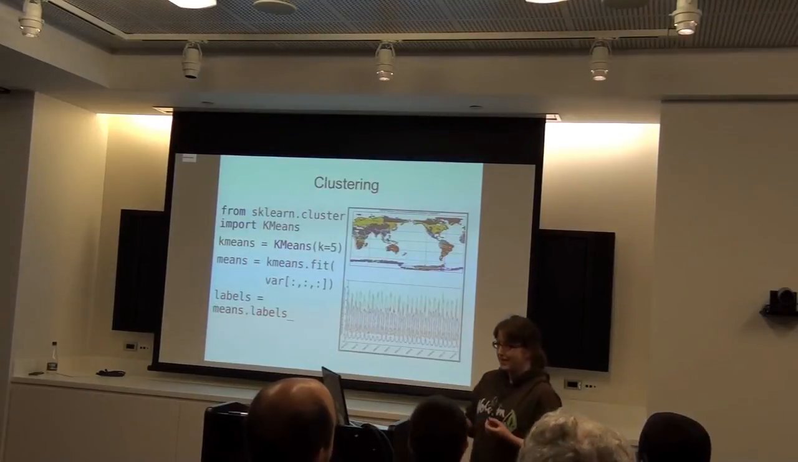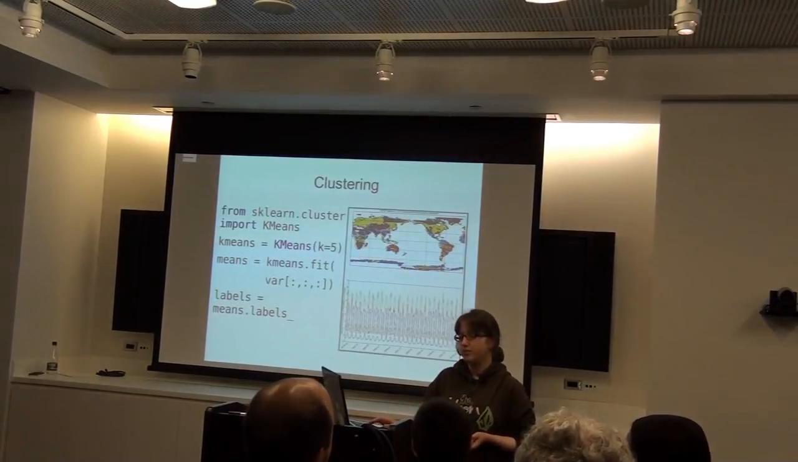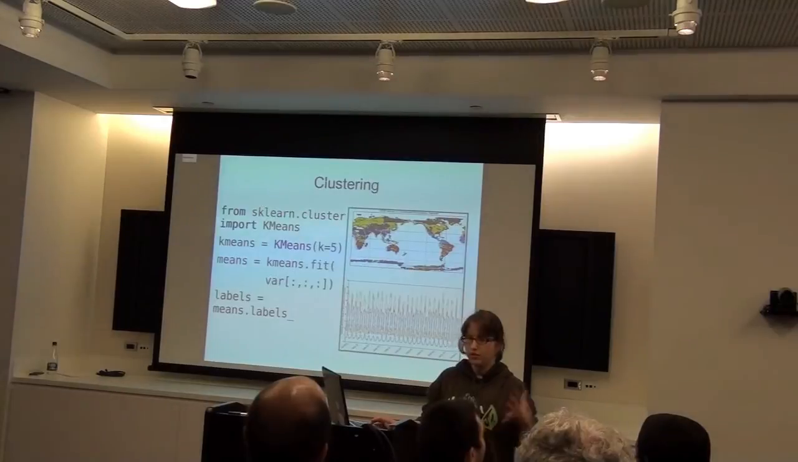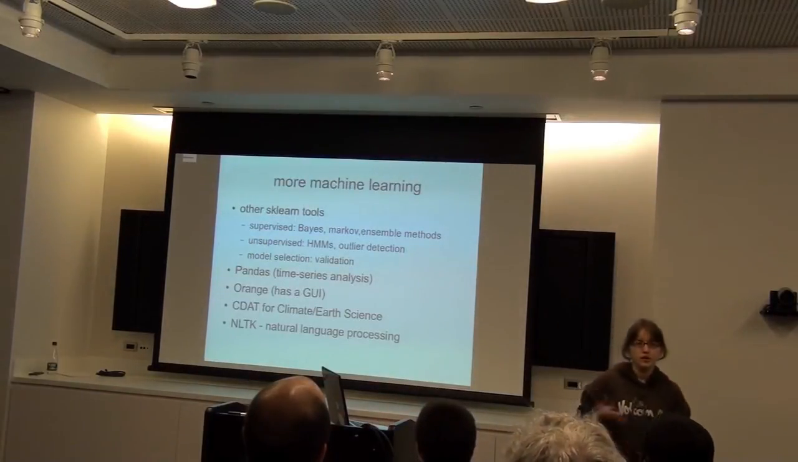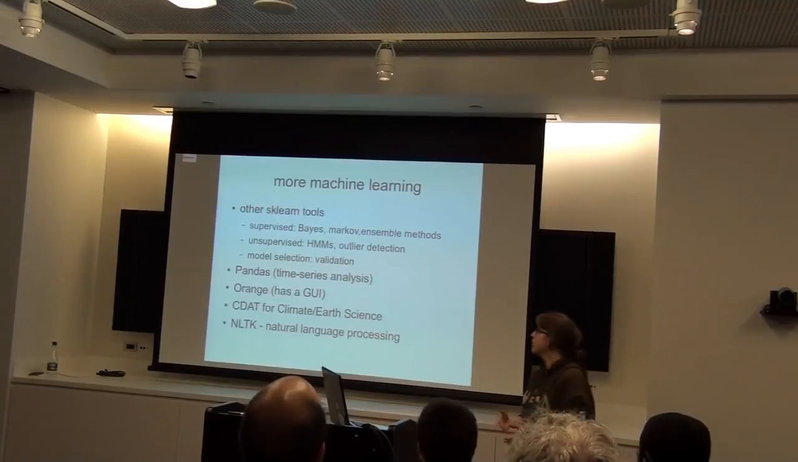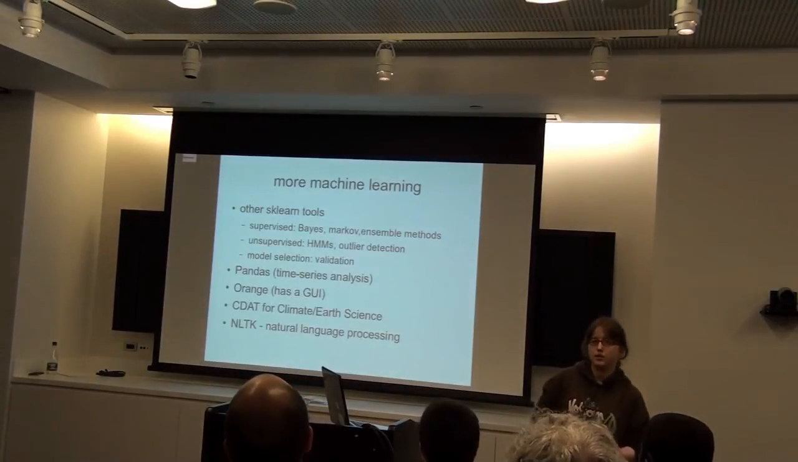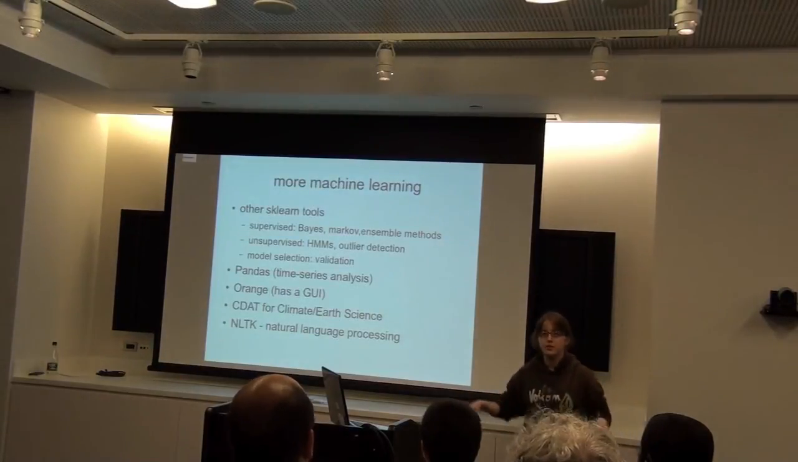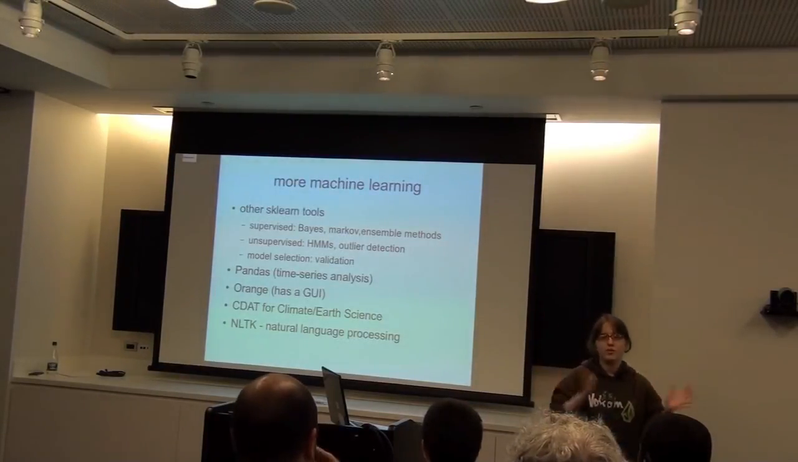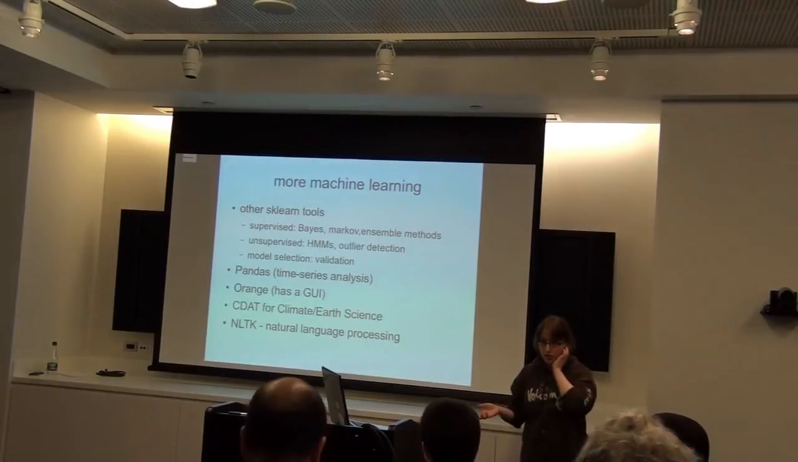So these are kind of our standard tools. The other thing we can play with is, we talked about PCA and clustering, and now we can have more machine learning. SKLearn also has Bayes, hidden Markov models, unsupervised methods, and model selection. If you can think of it, it's probably there. If they don't have it, and you're dealing with a time series, use Pandas. Pandas is all for Python. That's kind of the best way to think about it.